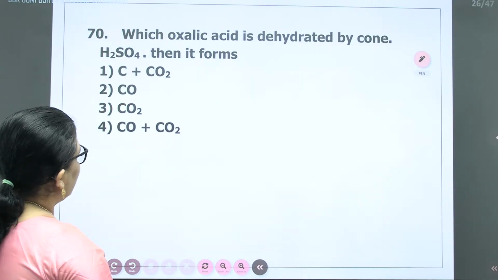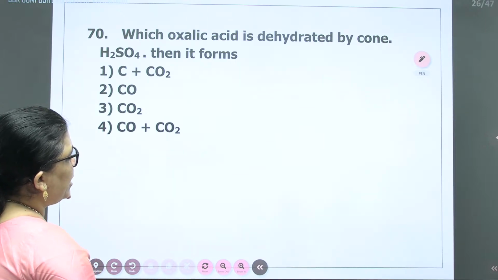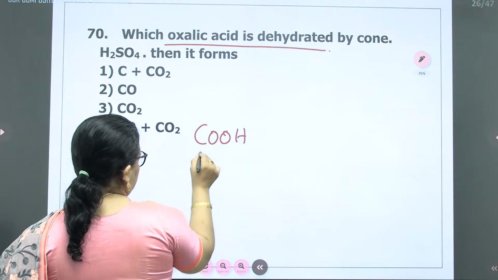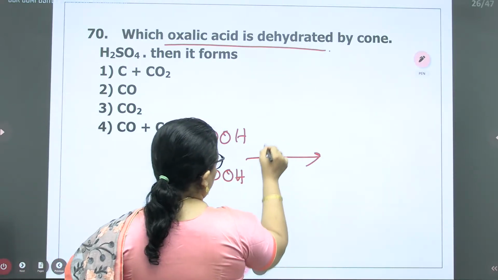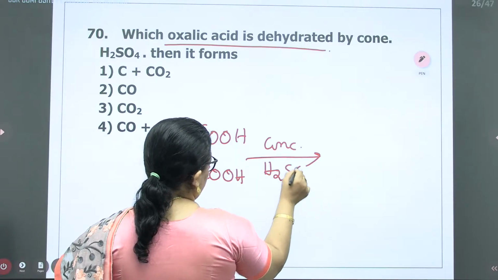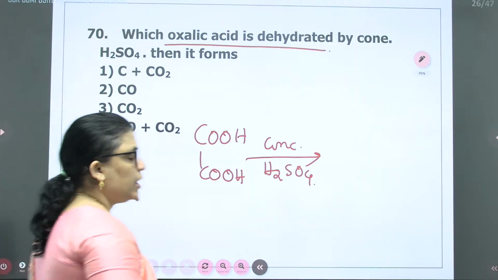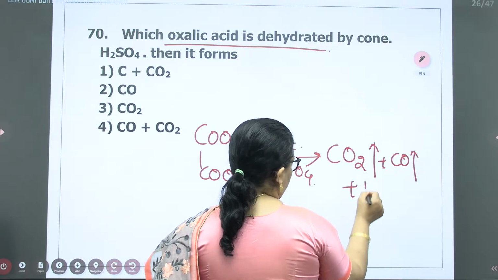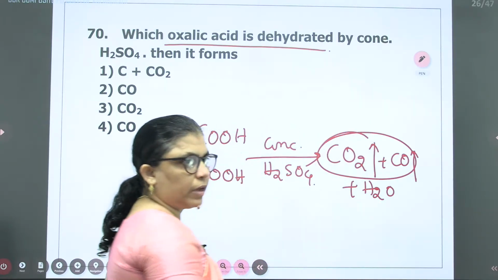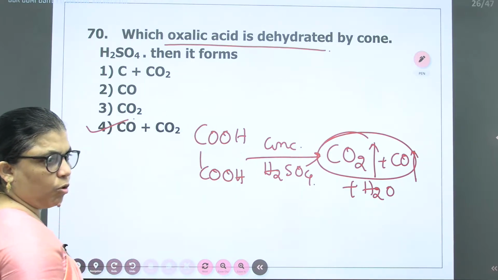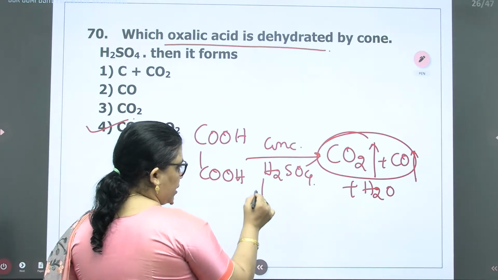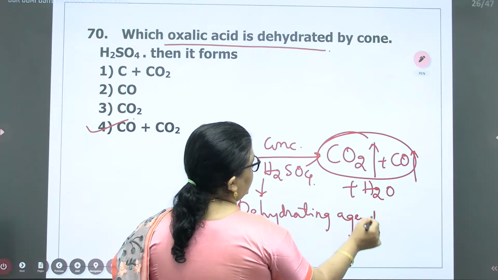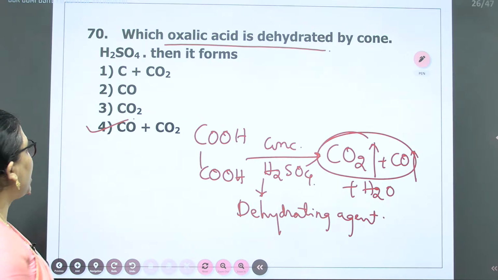Question number 70. Oxalic acid, when dehydrated by concentrated sulfuric acid, is going to lose water molecules to form carbon dioxide, carbon monoxide, and water. It will liberate water and a mixture of carbon monoxide and carbon dioxide. Therefore, the correct option is the fourth option. Concentrated sulfuric acid acts as a dehydrating agent.